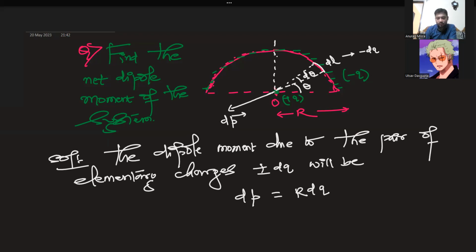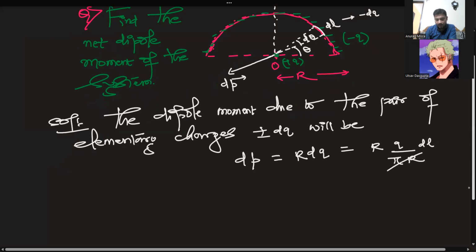Now, how much is dq? So now see, we have said that minus q is lying uniformly all over the circular arc. Therefore, we can say that per unit length, the charge is q by pi r, magnitude wise. And the element which you have taken has a length dl. So what is the charge on it? q by pi r multiplied by dl. Further, this r will cancel out.